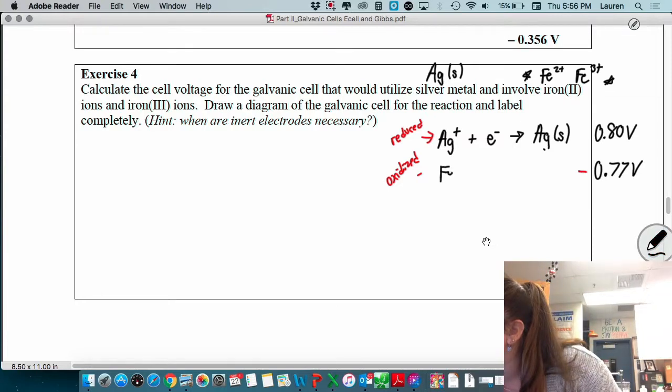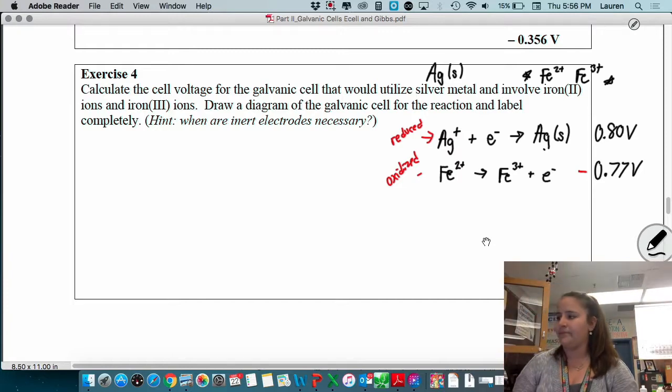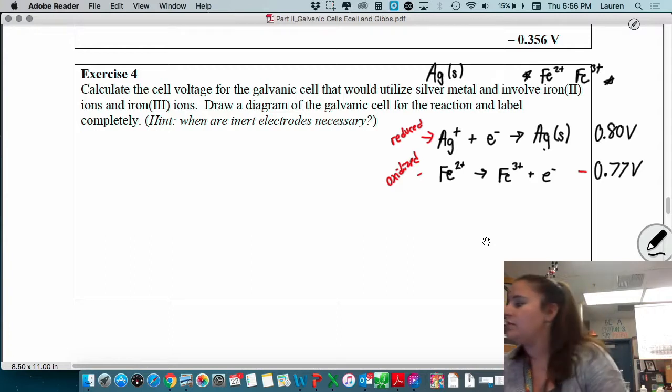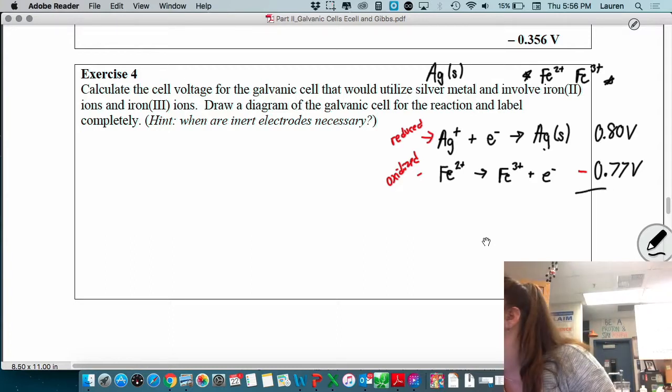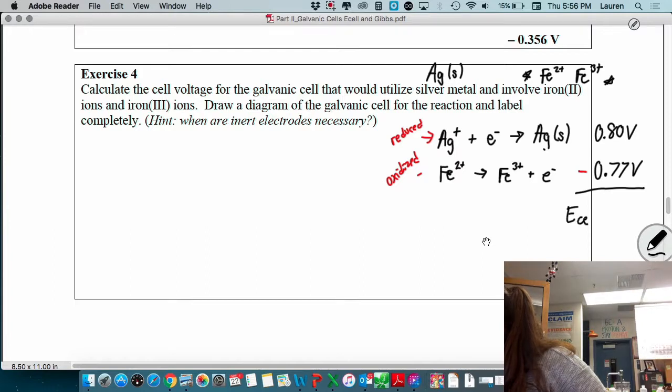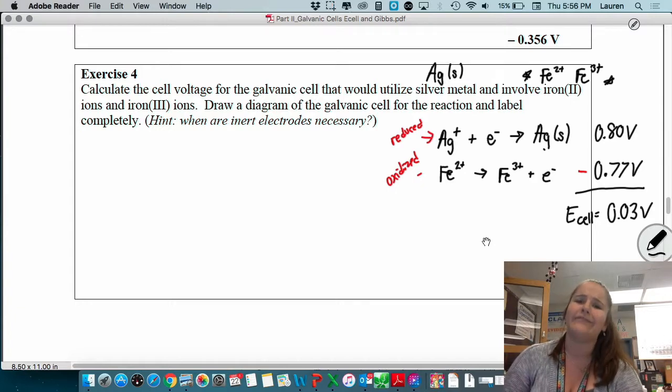Okay, so now we have Fe2 plus going to Fe3 plus and an electron. I can write things backwards. So now we have our reduction and our oxidation. So our total E cell is going to be 0.03 volts. AKA, this is not a very good battery. That's a tiny amount of voltage. To put that in perspective, a standard AA battery gives you 1.5 volts.